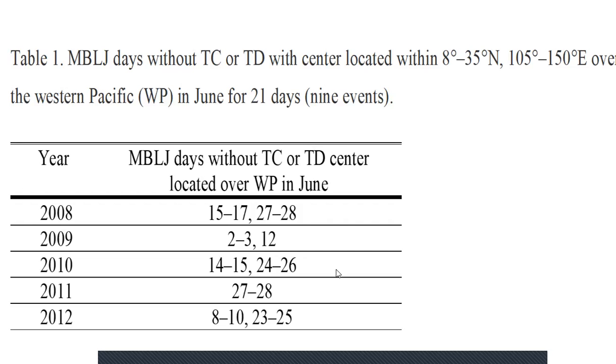And we identified 21 days with marine boundary layer jet during 2008 and 2012 in June. Okay, those are the days. And we identify marine boundary layer jet based on vertical wind profile, wind shear, and also the wind speed.